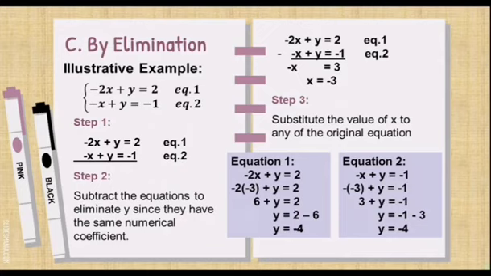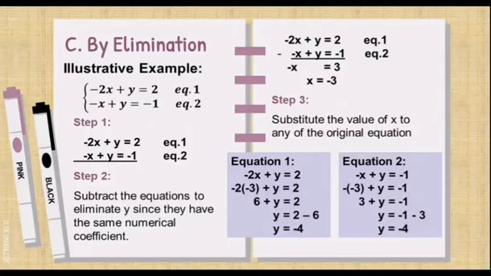Step 2, subtract the equations to eliminate y since they have the same numerical coefficients. In subtracting polynomials, we change the sign of the subtrahend. So -x plus y equals -1 will be changed into +x, -y, and +1. So -2x plus x is -x, and then y will be cancelled because the result will be 0, y minus y. And then 2 plus 1 becomes 3.